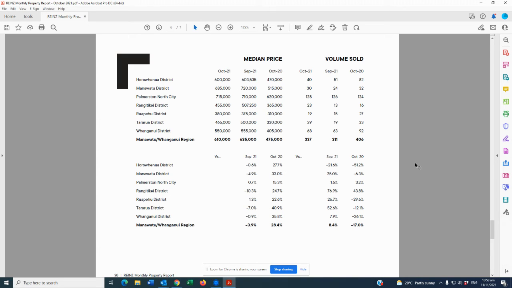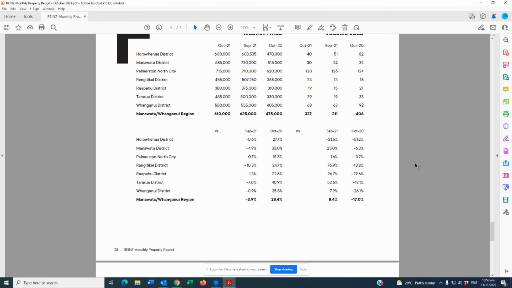Tararua, big change. The median is up 135,000, and that's a change of over 40%. Whanganui as well, 405 to 550, and that's a change of $145,000, and that is again over $2,000 per month, or around $500 per week.